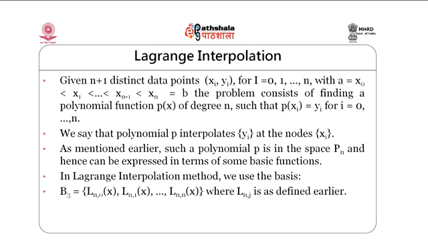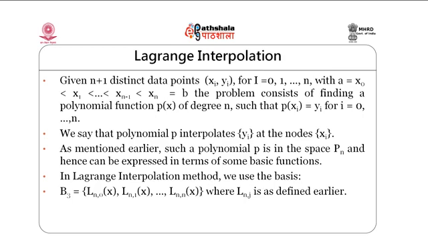So, when we are talking about Lagrange interpolation, given n plus 1 distinct data points (x_i, y_i) for i equal to 0, 1, 2, 3 up to n, with a equal to x_0 less than x_1 less than ... x_{n-1} less than x_n equal to b, the problem consists of finding a polynomial P(x) of degree n such that P(x_i) is equal to the given data value y_i for all i equal to 0, 1, 2, 3 up to n. So, we say that the polynomial P interpolates y at the nodes x_i, that is what it will mean.